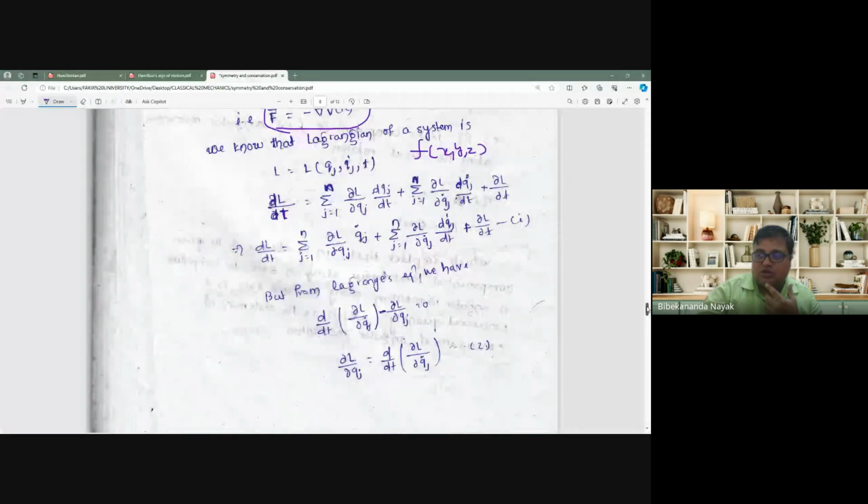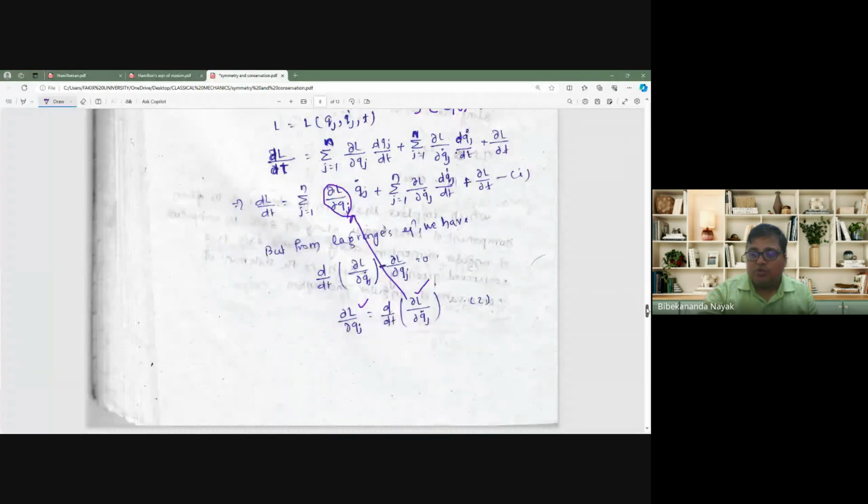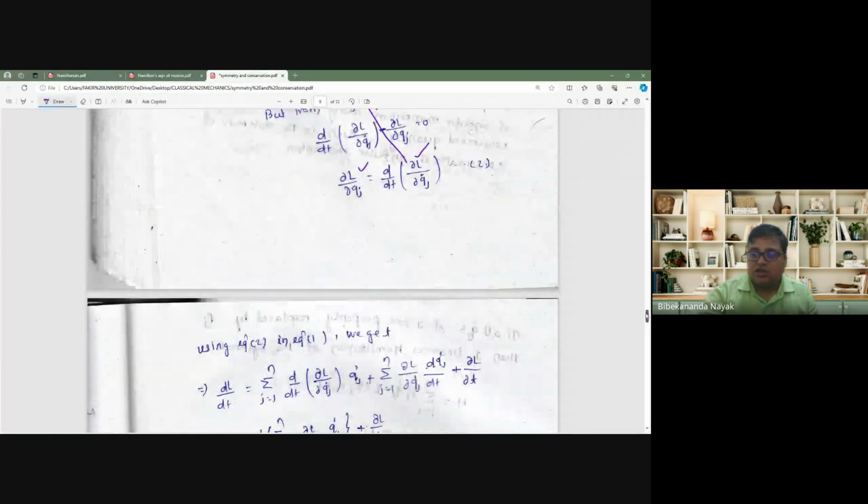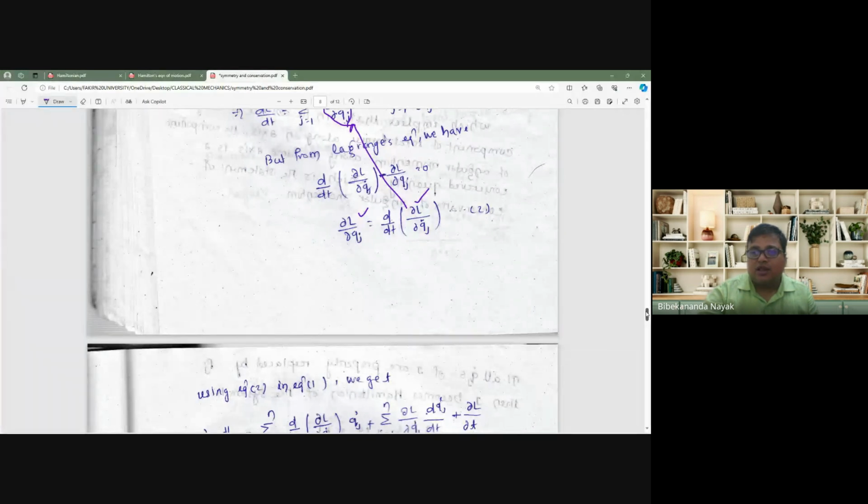I use Lagrange's equation, from which we know that del L by del qj is equal to d by dt of del L by del qj dot. Here there is a term del L by del qj, so here I put d by dt of del L by del qj dot into qj dot, plus del L by del qj dot into d by dt of qj dot. That means derivative of u into v plus u into derivative of v.